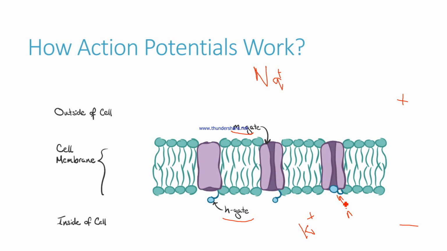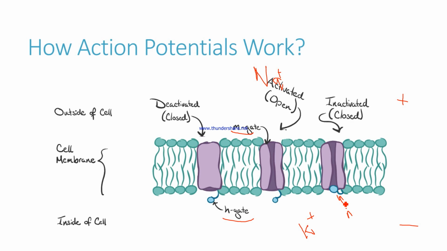Voltage-gated sodium channels exist in one of three states. First state is called deactivated, which is closed. At rest, channels are deactivated, the M gate is closed and does not let sodium ions through. We have another state which is called activated, open, when a current passes through and changes the voltage difference across a membrane. This channel will activate and the M gate will open. And the third one is called inactivated or closed. As a neuron depolarizes, the H gate swings shut and blocks sodium ions from entering the cell.